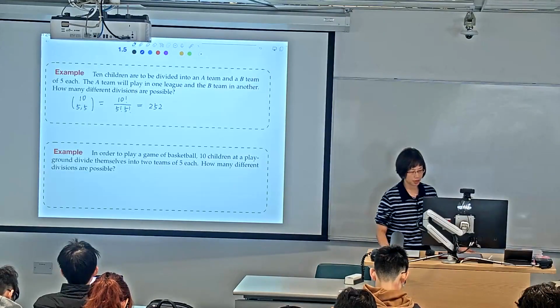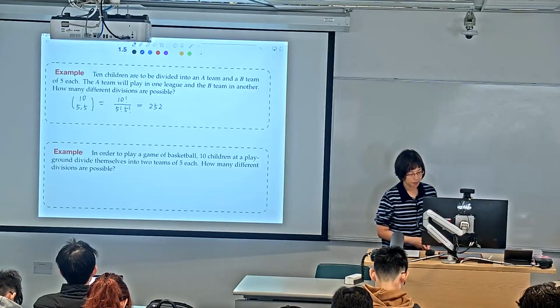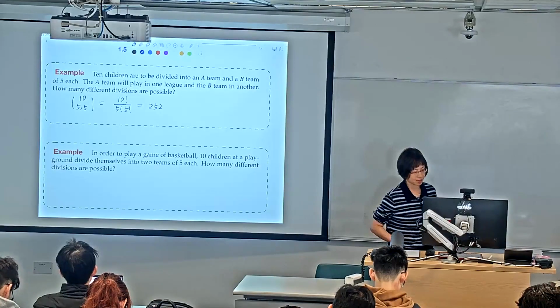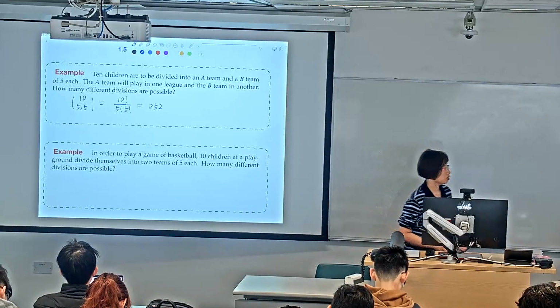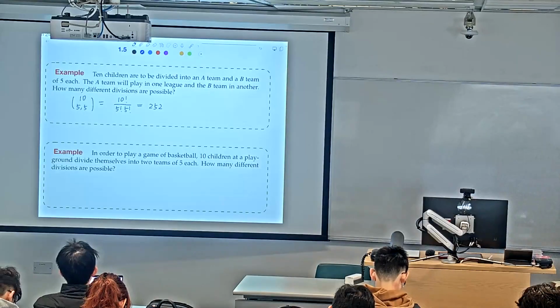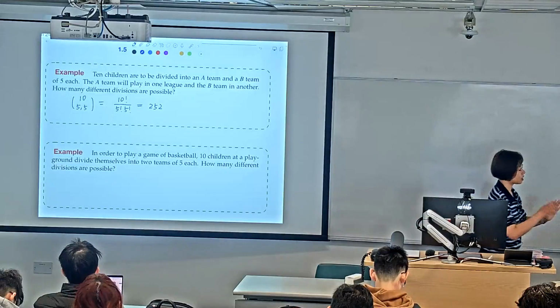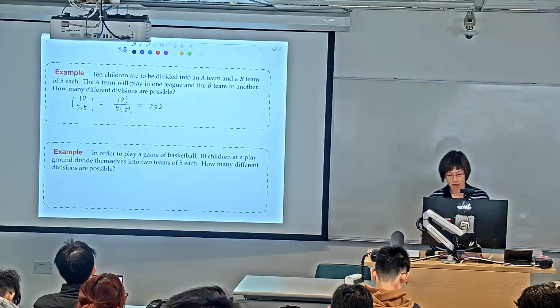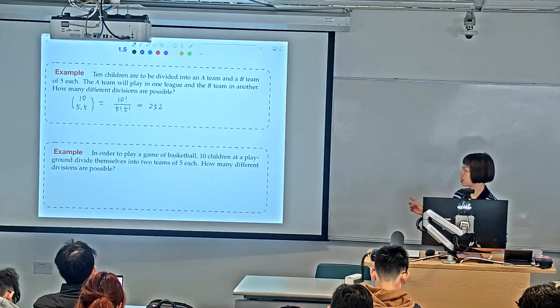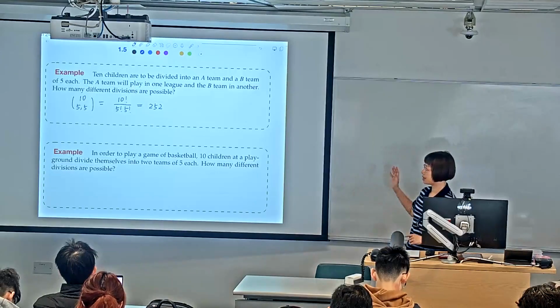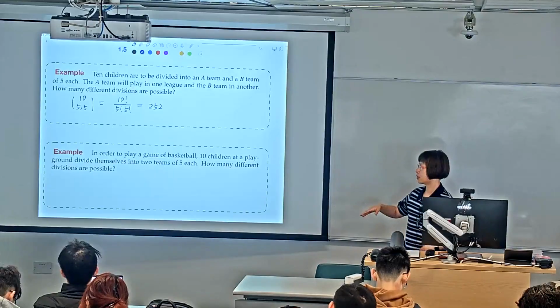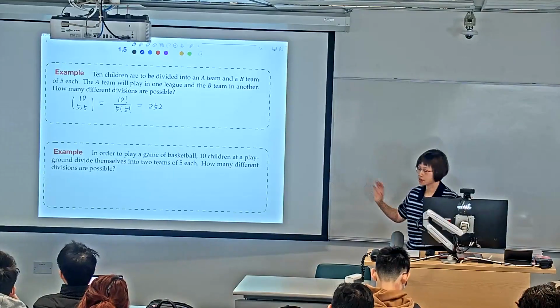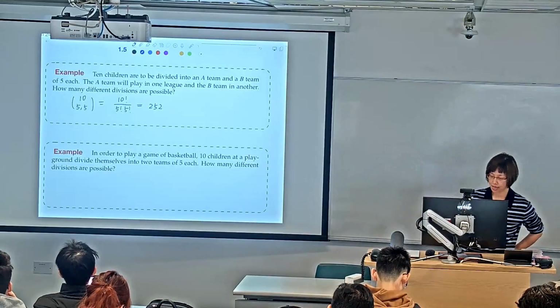So it's different because we are dividing the 10 children into 2 groups, but these 2 groups are playing against each other. So if you count it as 10 choose 5, 5, you are dividing the 10 children into group A and group B, but their group names are not important. You can just say one is group A, the other group B, or one is group B, the other group A. It doesn't matter because they are playing against each other.